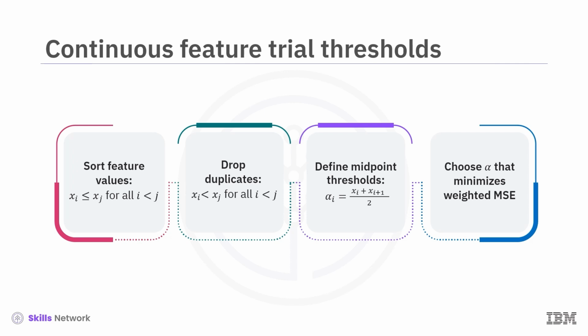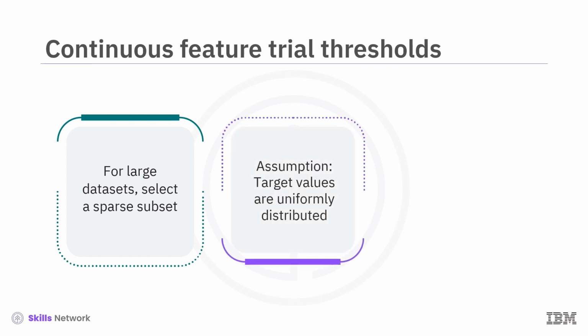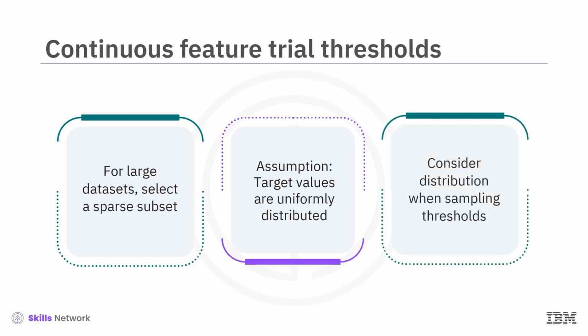This is an exhaustive search method that doesn't scale well to big data. For very large datasets, selecting a sparse subset of these thresholds can improve efficiency at the cost of accuracy. The method also assumes the target values, x, are uniformly distributed. For efficiency, you should consider the distribution when sampling the thresholds.